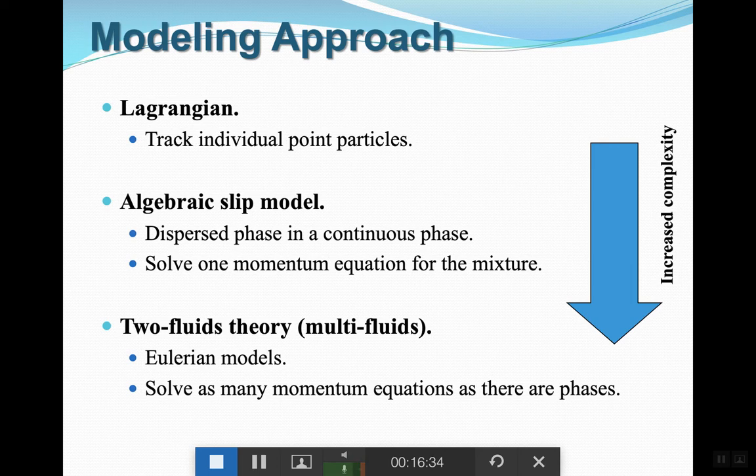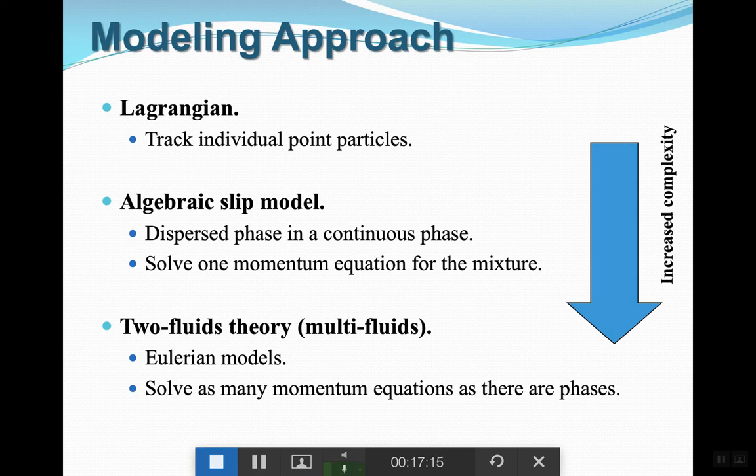The second one, which is in the middle, is called the algebraic slip model. And basically this is a dispersed phase in a continuous phase. So here it is very similar to Lagrangian modeling, except you solve one equation for the whole thing. We will not consider this in this class, but it's useful specifically when you are solving chemical reactions or chemical mixtures.